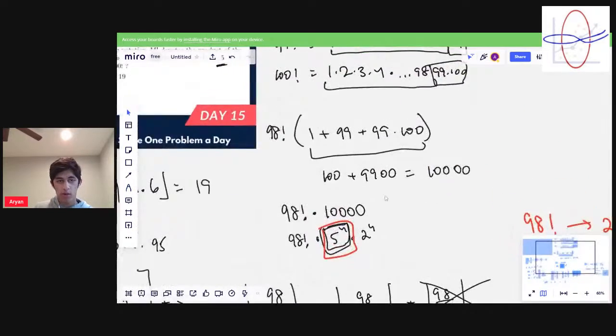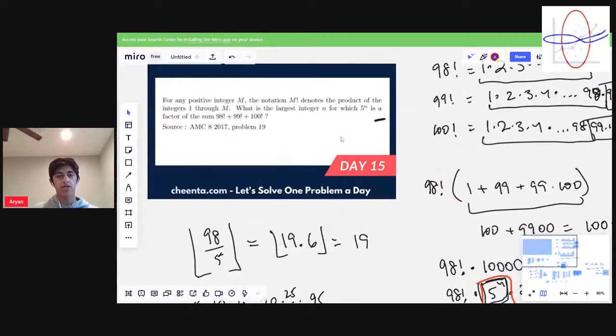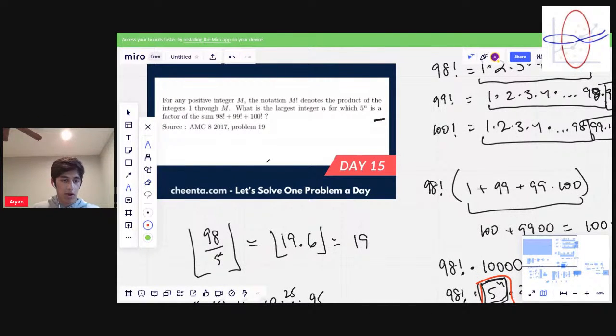When we look back at the question, they're asking for the largest integer n for which 5 to the n is a factor. We found that there are 26 powers of 5 that go into this sum, so our answer would be n equals 26. And we'd be done. That is going to bring us to the end of this problem.